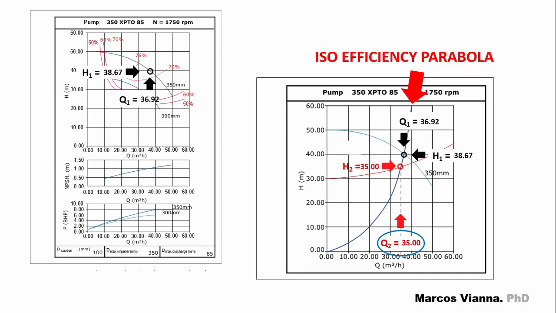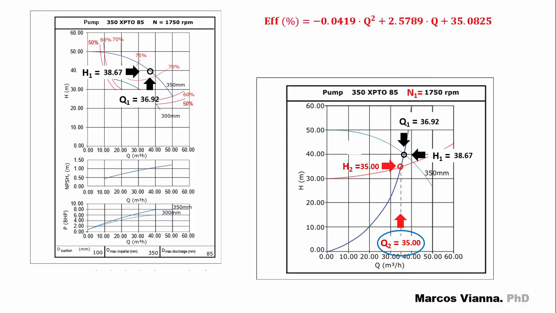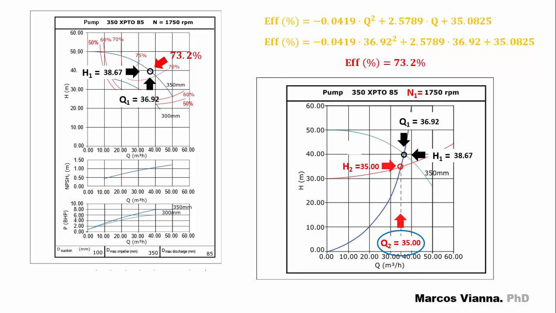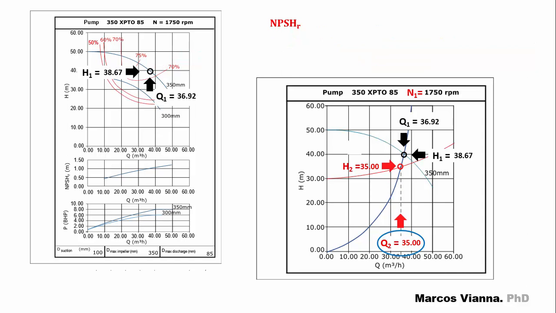We found that the corresponding efficiency will be, say, 72–73%. No need to squint your eyes. Use the equation. Here it is. When we substitute the values, we find 73.2. As the operating point traveled over the isoefficiency parabola, this will be the efficiency of the pump at the operating point.